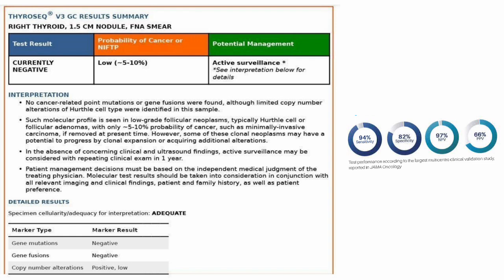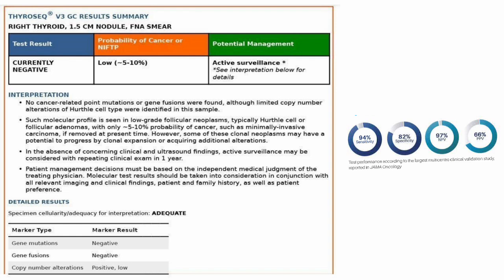So for my patient that had the 1.5 centimeter Bethesda 4 nodule, her test came back as negative. It was what we call currently negative, so a less than 10% risk of cancer, due to having some changes in the number of chromosomes in the cells analyzed, but no other mutations were found. And so she's been followed up with one yearly ultrasounds, and her nodule has actually decreased in size, so she was able to avoid surgery.